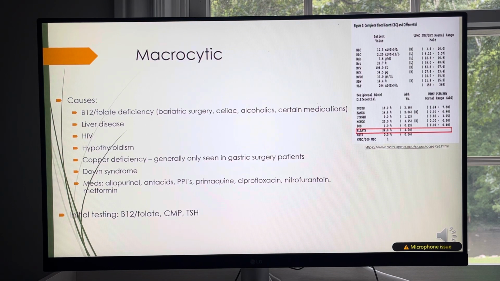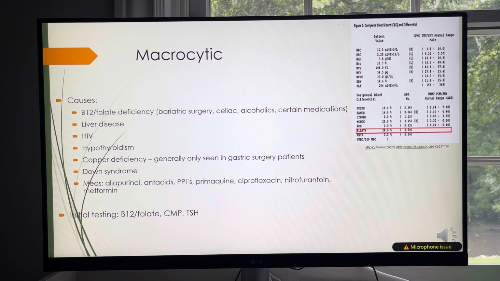Macrocytic hyperchromic anemia, the red blood cells are larger than average, and they are jam-packed with hemoglobin. Number one cause, hands down, is B12 or folate deficiency. And these are going to be people who just aren't consuming enough, people who are on long-term PPIs, your alcoholics, your celiac patients who just aren't absorbing B12, maybe patients who are on metformin for their diabetes, can have B12 deficiency.